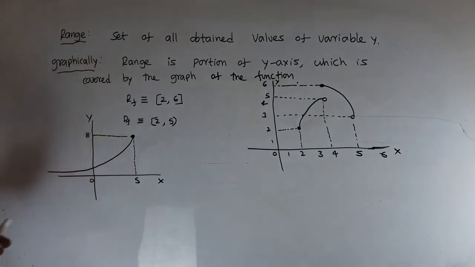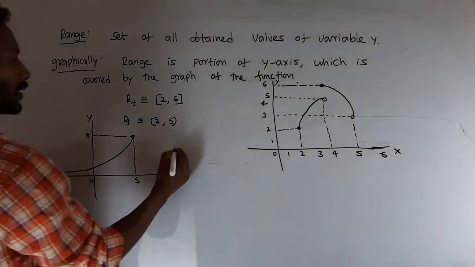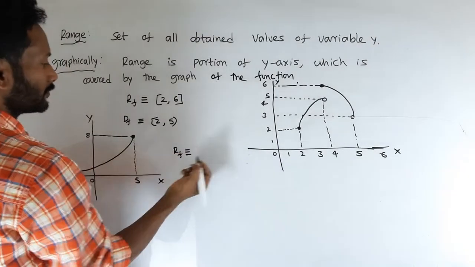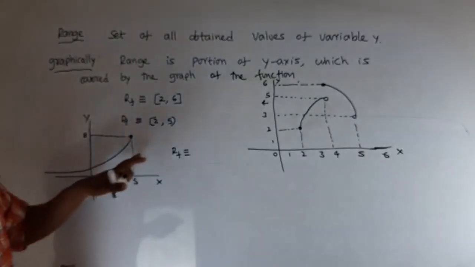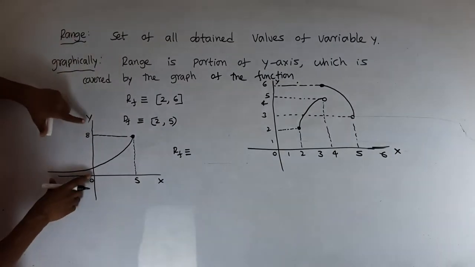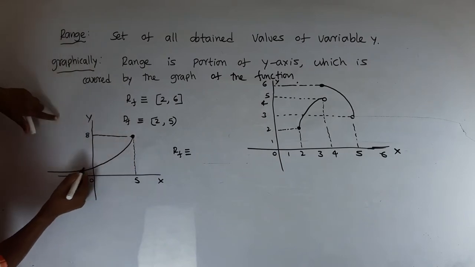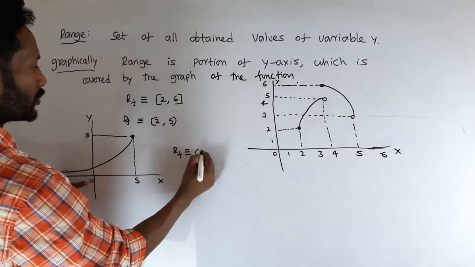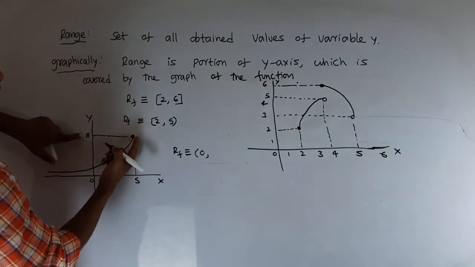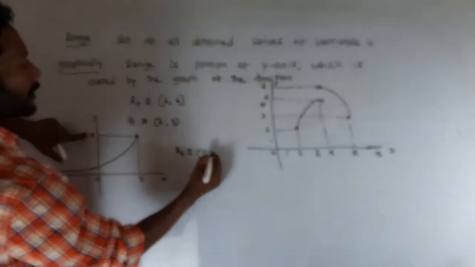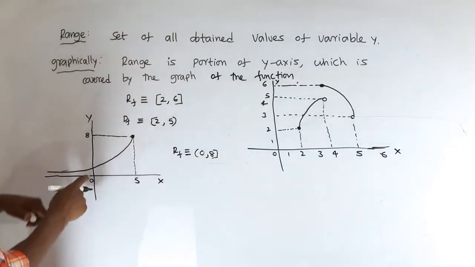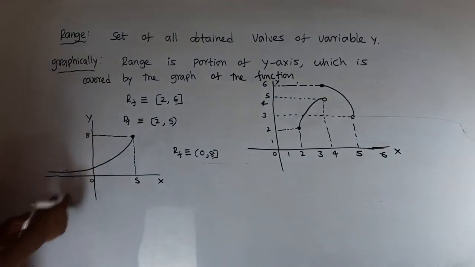X-axis to y-axis. So we need to calculate the range of the function and the domain of the function. What is the range of the function? Your range is the portion of the y-axis. So this graph approaches 0, so open interval 0 to this one, shaded circle, shaded part, so including 8, closed interval 8. 0 to 8 is the range of this graph.